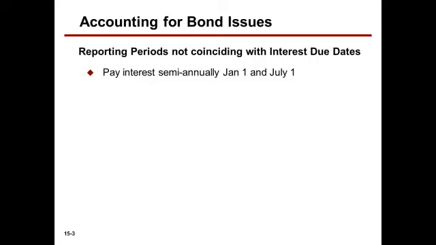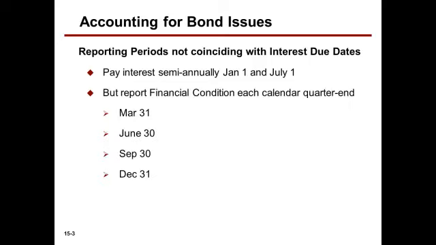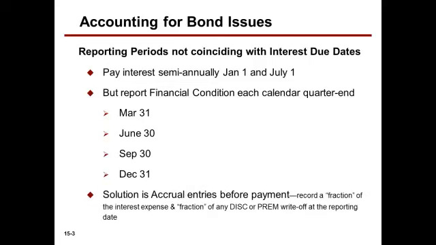So, reporting for periods that do not coincide with interest due dates. We saw examples where interest was payable semi-annually, January 1 and July 1, every 6 months. That's a common convention. But we report our financial condition on a calendar quarter-end basis: March 31st, June 30th, September 30th, December 31st, and so on. So the solution is to record an accrual entry before the payment.